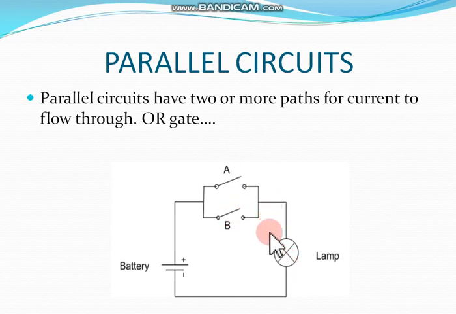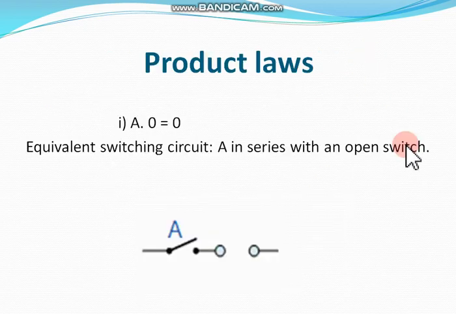Now this is the logic I want you to carry with you as we proceed forward. Looking at the product laws, we have A being ANDed with 0, and the answer is equal to 0. So the equivalent switching circuit for this is a series with an open switch. This here is a series because product laws, AND gate, same as the series circuit. So we're looking at the series circuit.